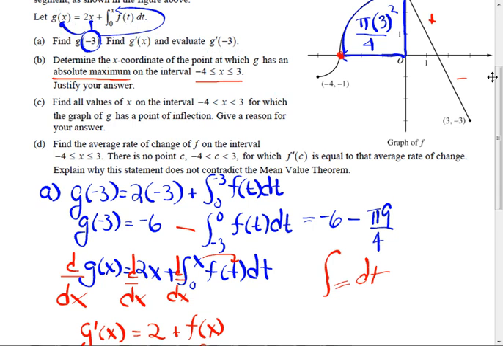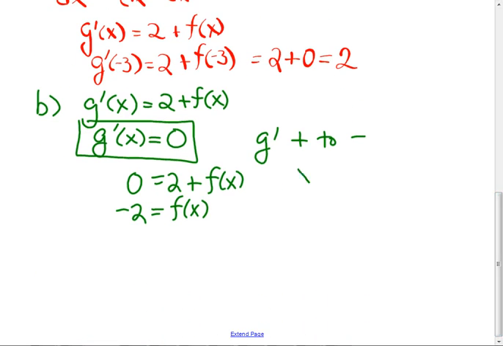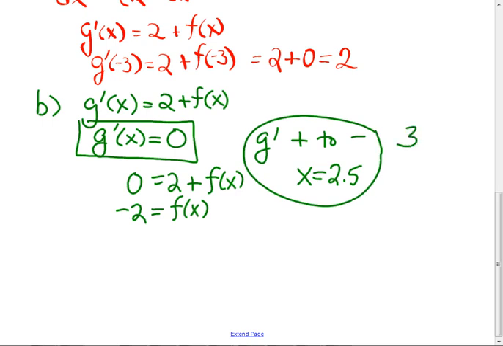So here's -2. And where is this on the x's? About. Be safe, assume it's not going to be thirds. So it's 2.5. So you get a point for that. So x equals 2.5. And G prime goes from plus to minus. So there's my 3 points.